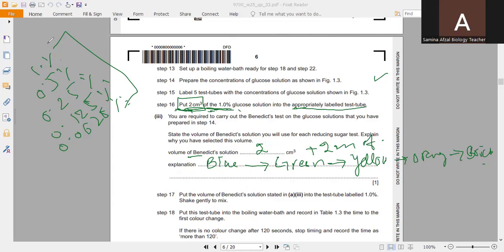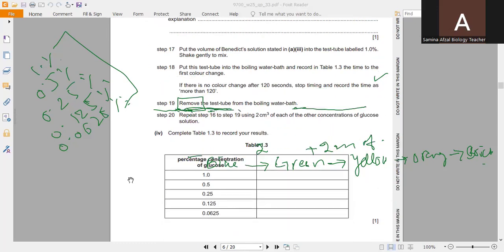But keep in mind, you will use the same amount of Benedict solution as the amount which you have taken. If you are taking 3 cubic centimeters, then use 3. But here in this step 16, they have clearly told you that you have to take 2 cubic centimeters. So you will add 2 cubic centimeters of Benedict solution into it. And now you will find the accurate result by keeping in mind these color sequences. So in this way, you will get the 1 mark.